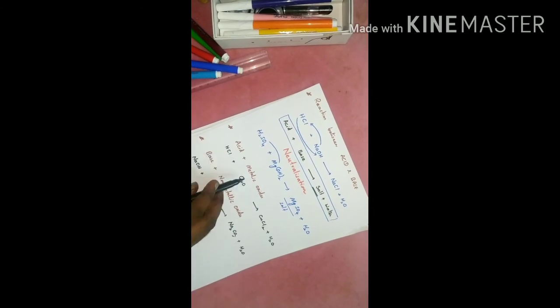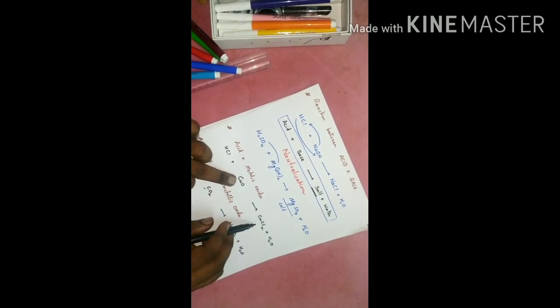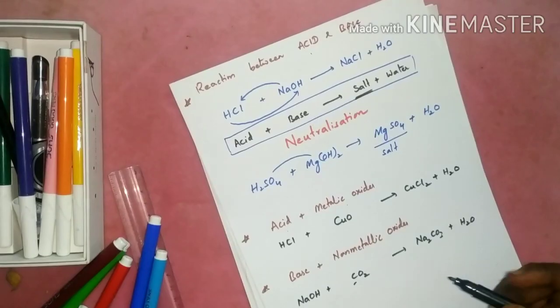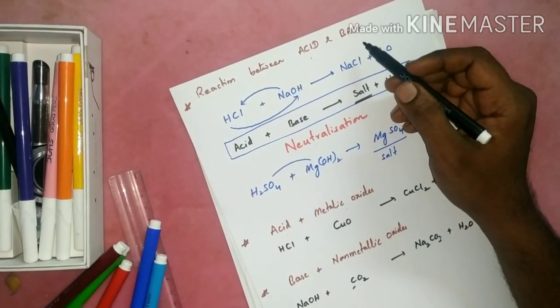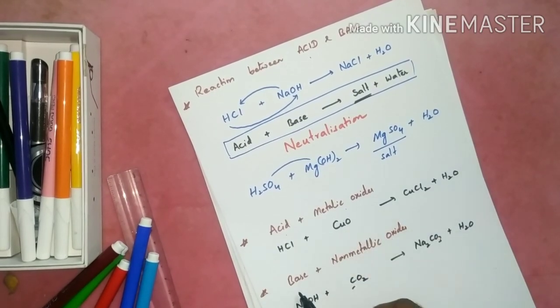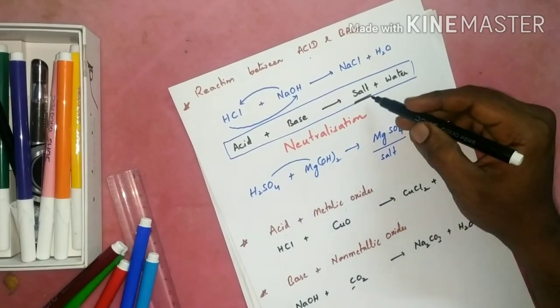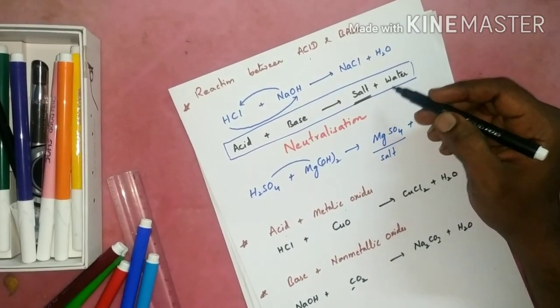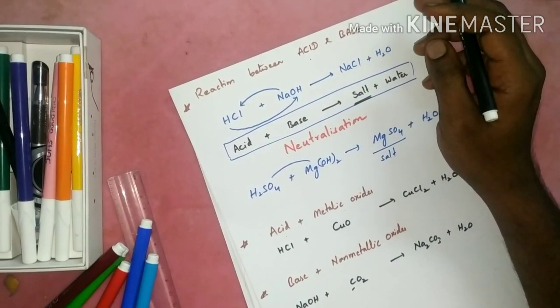When acids such as HCl are added to metallic oxides, then you are getting salt plus water. So here either acid is reacting with base, or acid is reacting with metallic oxides, or base is reacting with non-metallic oxides. In all these cases, we will get salt and water. These all are examples of neutralization reactions.